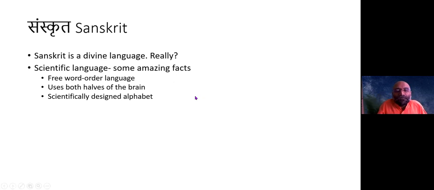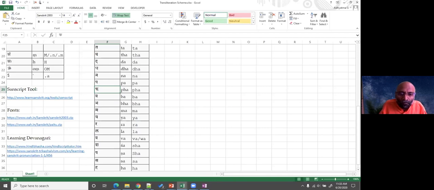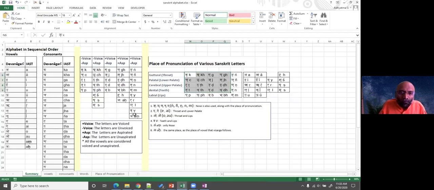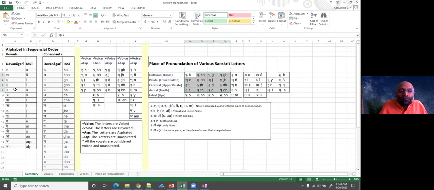The alphabet of the Sanskrit language is a very scientifically designed alphabet. I have not seen any other alphabet coming even anywhere close. What I mean by that is I'll give you just a little glimpse. First of all, the alphabet is written with vowels separate, first vowels and then consonants. Unlike in English where vowels and consonants are mixed, in the Sanskrit alphabet they are written separately. So first all the vowels are enumerated and then all the consonants.